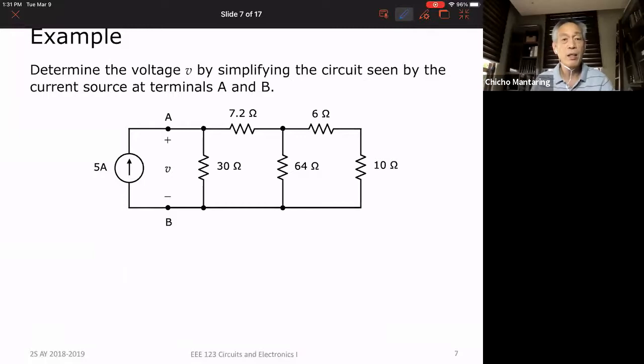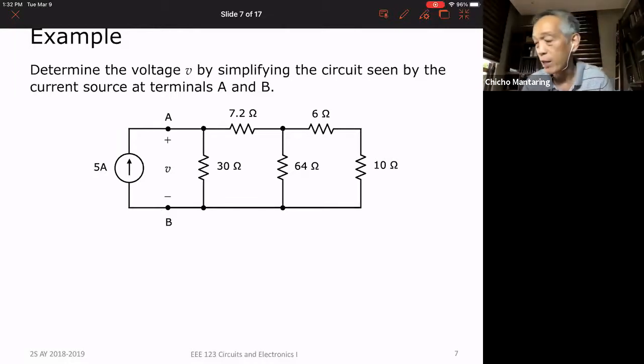Okay, so here's an example. Determine the voltage V by simplifying the circuit seen by the current source at terminals A and B. So again, no? This is an example of the common use of circuit simplification. I am only interested in one variable. Ito lang, no? Ito lang yung interest ko. Ano yung value nitong V na to? So what I want to do is, with respect to terminals A and B, I convert this to a simpler equivalent circuit. And because that is now a simpler equivalent circuit, it is now easier for me to compute the value of V. Now remember what I said, no? When you do circuit simplification, you must preserve the quantity that you want to compute for. In other words, you must preserve this quantity.